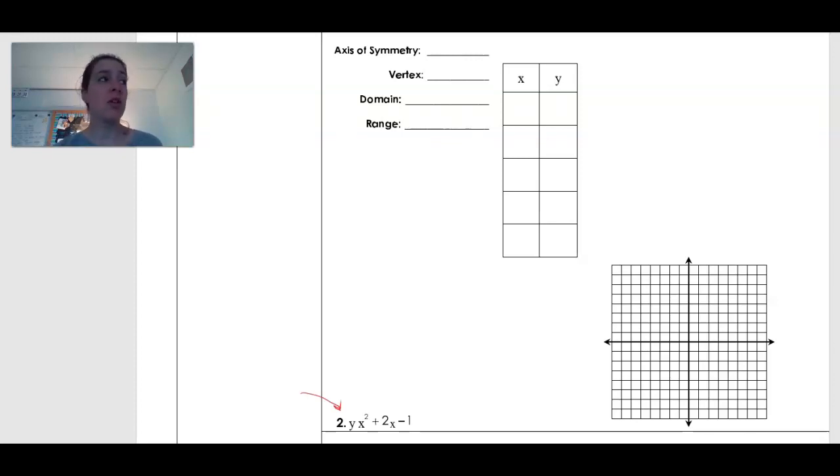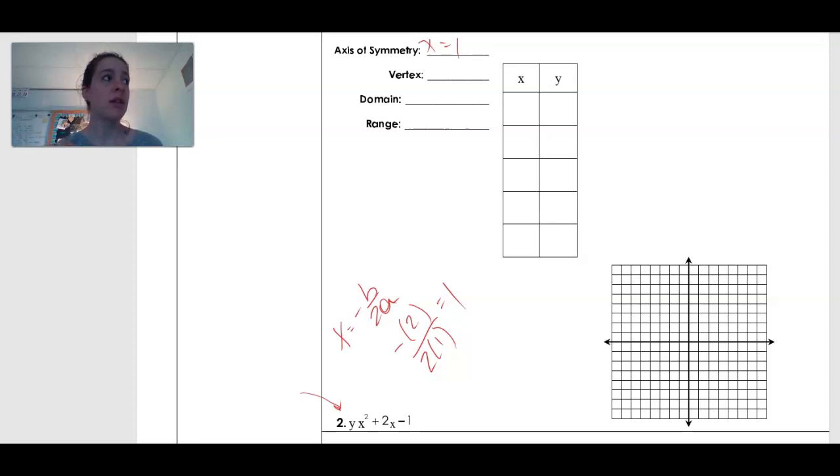So first step, we want to look and make sure that it's written in standard form, which it is. So I've got x squared plus 2x minus 1. So I'm going to first find my axis of symmetry. So x equals negative b over 2a. So negative b, which is 2, over 2 times a, which is 1.